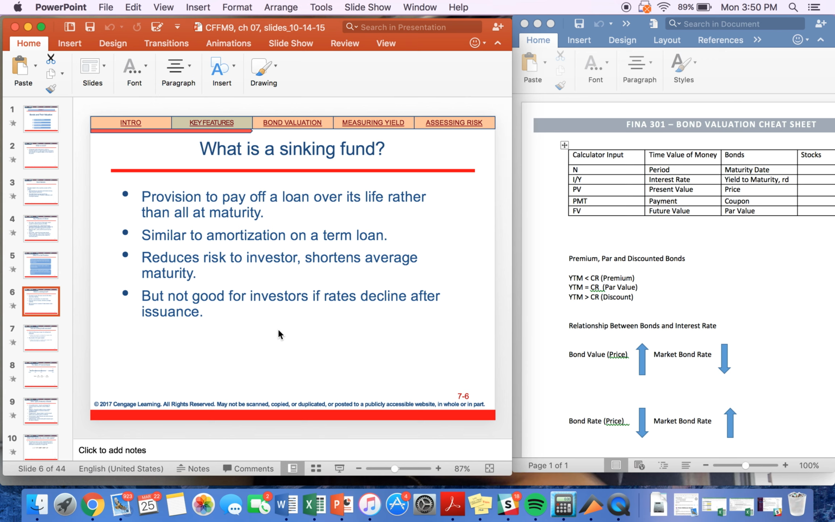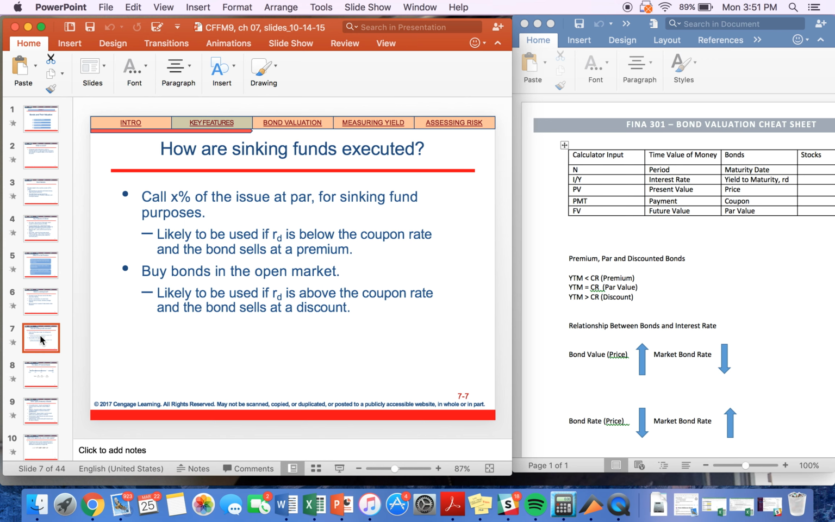A sinking fund, on the other hand, is a provision to pay off the loan over its life rather than at maturity. So instead of me paying you a coupon and then paying you the full par value at the end of the life of the bond, I pay you both principal and interest, just like an amortization schedule on a loan. So just like we talked about in the last module, this looks just like an amortization schedule. So I'm paying you both principal and interest on the bond. Fortunately, we don't deal with those a lot in our questions and practice problems, but just remember a sinking fund is like an amortization schedule on a loan.